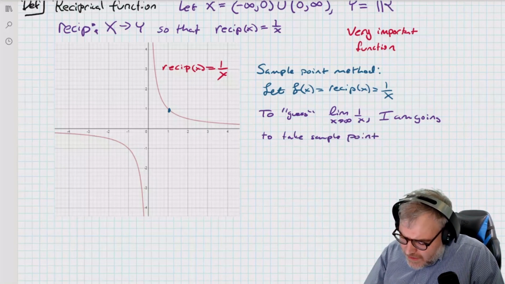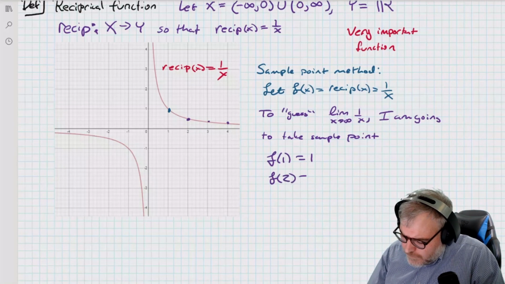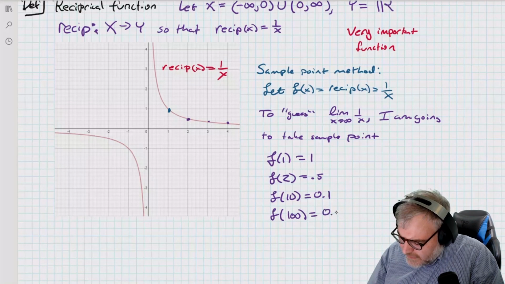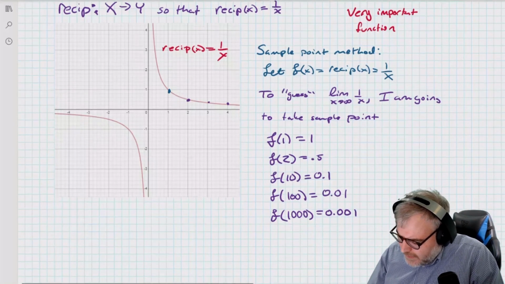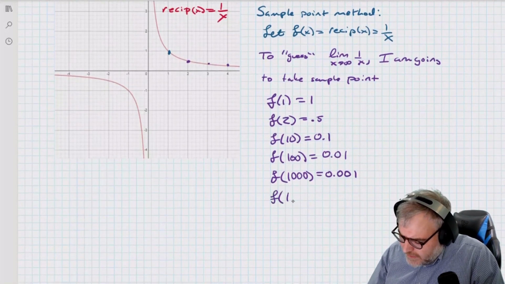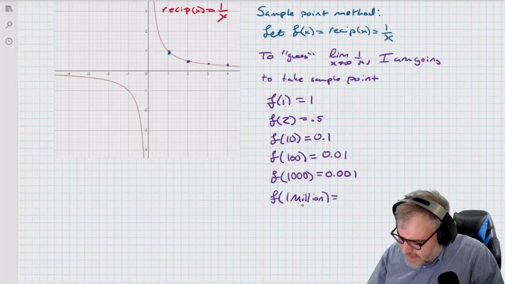Okay, in particular, I'm going to take 1, 2, 3, 4, right? So f of 1 equals 1, f of 2 equals 0.5, f of 10 equals 0.1, f of 100 equals 0.01. f of 1,000 equals 0.001. f of 1 million equals, what is that, 10 to the negative 6?